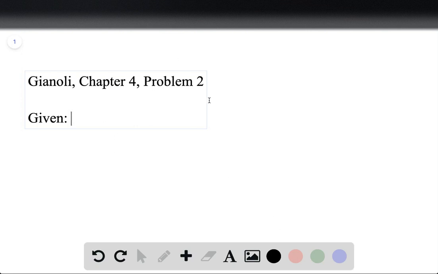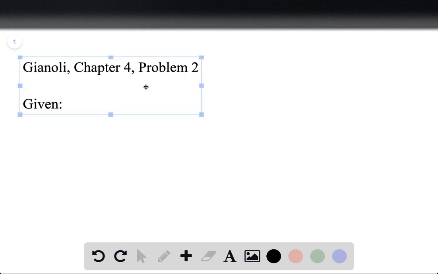Aloha. So we're going to be solving problem 2 in chapter 4 of the Giancoli physics textbook. We're given that there's a 68 kilogram astronaut, and we're asked to find his weight. This is the mass of the astronaut. We're asked to find his weight on Earth, on the moon, and on Mars, as well as in outer space traveling at constant velocity.